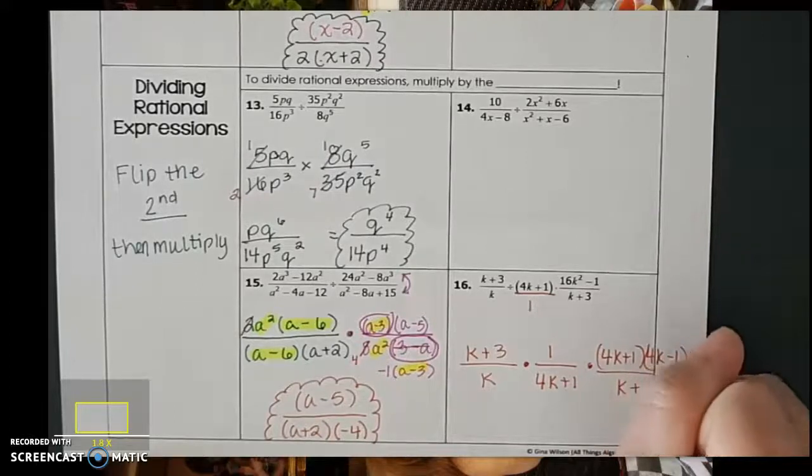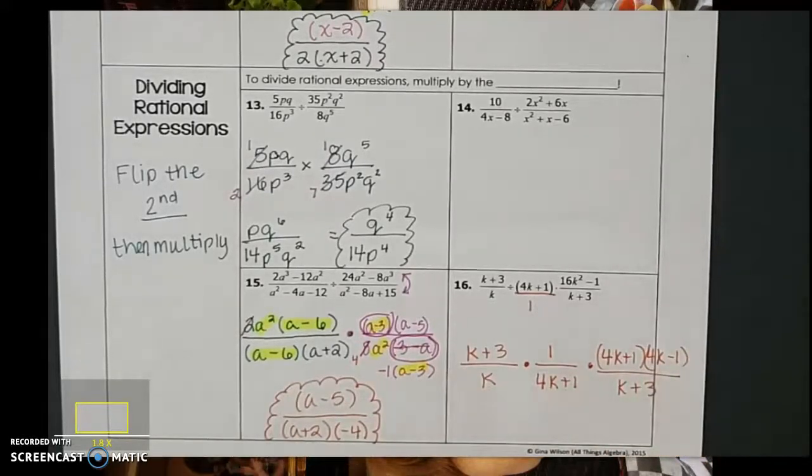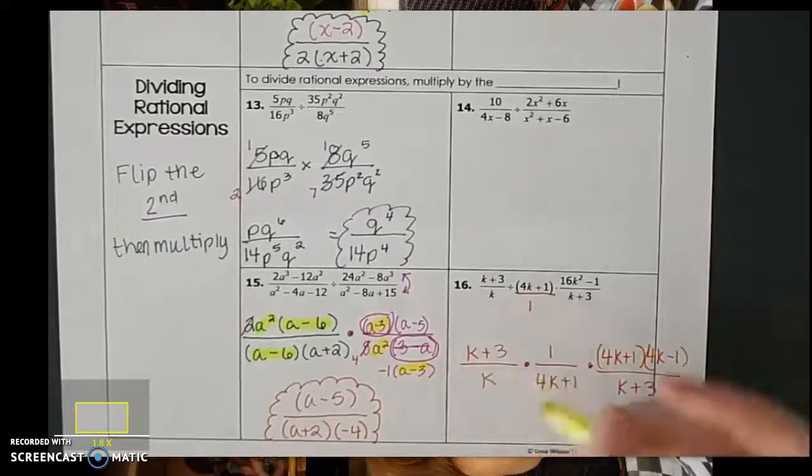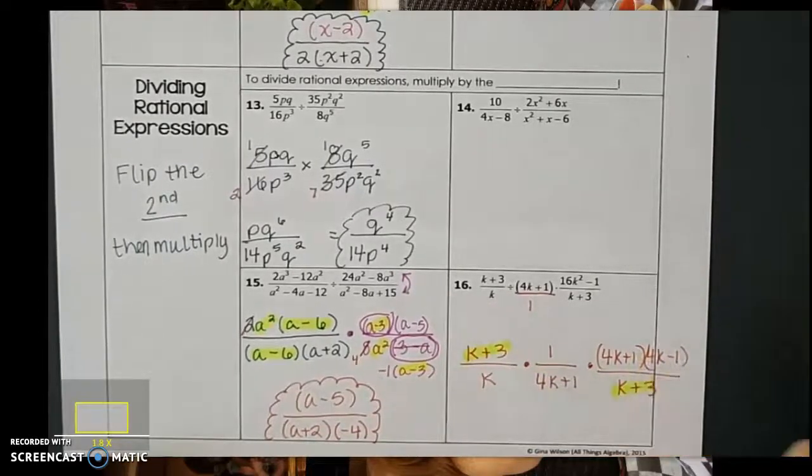And I have 15 seconds, so rapid fire. K plus 3 cancels with k plus 3. 4k plus 1 cancels with 4k plus 1. My final answer is 4k minus 1 over k.